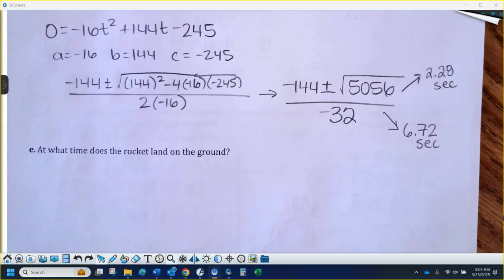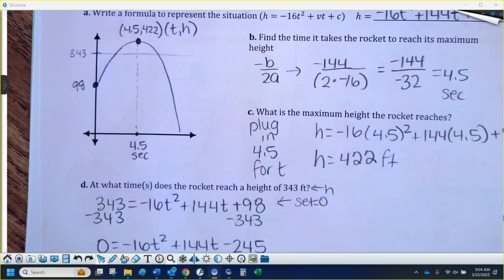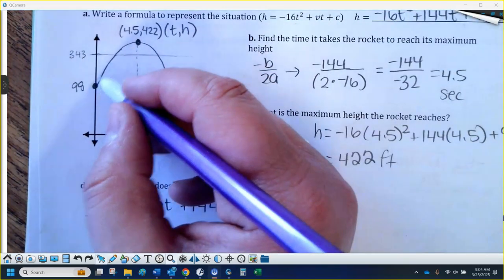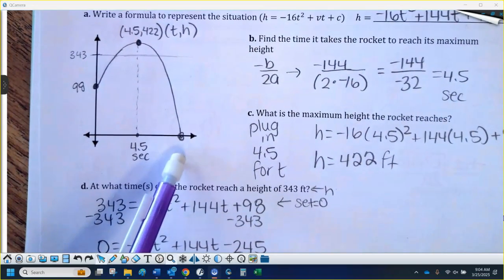And then I got one more. This will be really similar. We're just going to use the calculator to do this. Okay, let me pull my graph back up so you can see it. The last question is going to ask you when you hit the ground. So that's going to be here on the way back down.